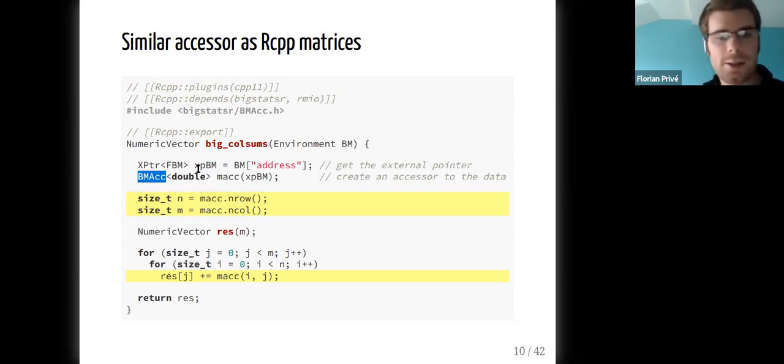So by just adding these two lines at the beginning of your code, you can actually use the same code as you would use with a standard Rcpp matrix. So it's easy to do.